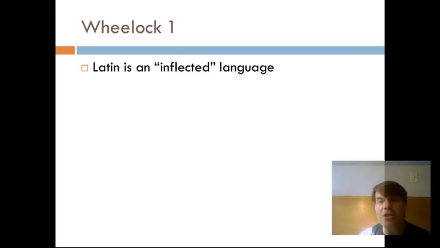We actually do this a little bit in English, but of course if you're a native English speaker, you probably haven't noticed. So for example, I walk, you walk, we walk, y'all walk, they walk, but he walks, she walks, it walks.